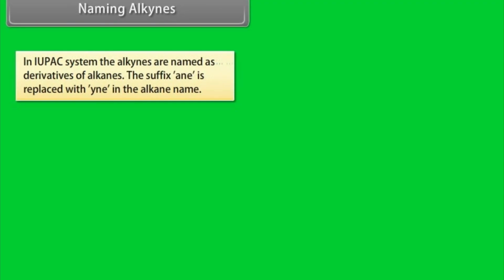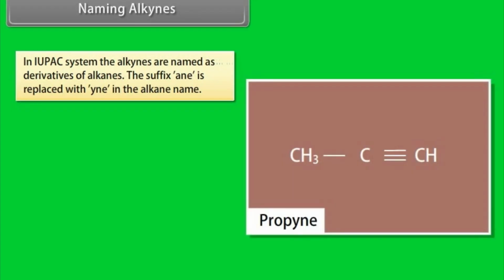Naming alkynes. In the IUPAC system, the alkynes are named as derivatives of alkanes. The suffix "-ane" is replaced with "-yne" in the alkane name. For example, the given compound has 3 carbon atoms and hence the root name is propane. If the suffix "-ane" is replaced with "-yne", we will get the IUPAC name of the compound as propyne.